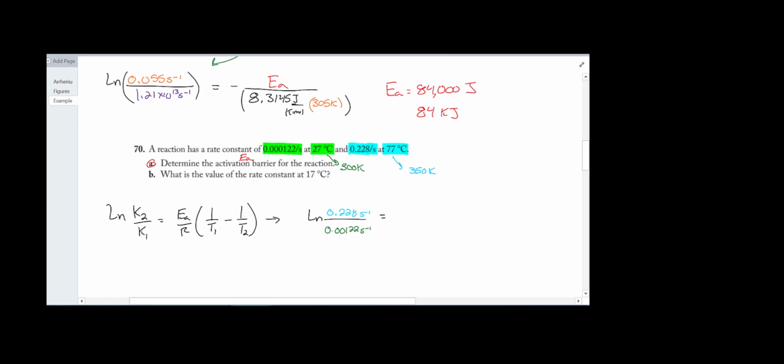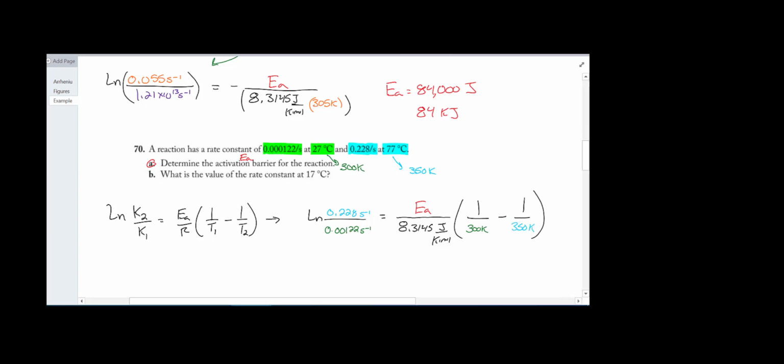Equals, we're looking for EA. R is 8.3145 joules per Kelvin mole. 1 over minus 1 over. We're looking for EA. All right, T1 in green, 27 degrees Celsius or 300 Kelvin. And T2 in the light blue is 350 Kelvin.